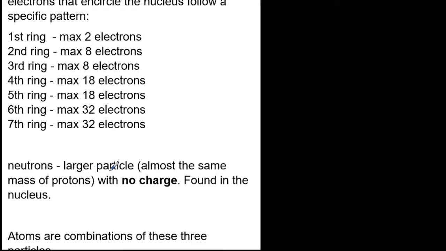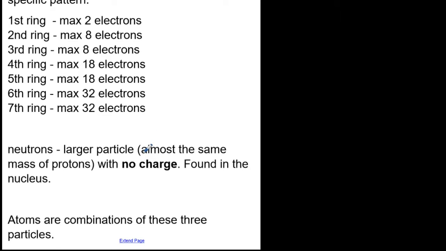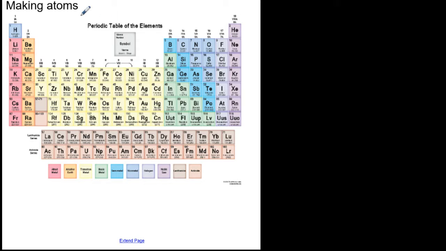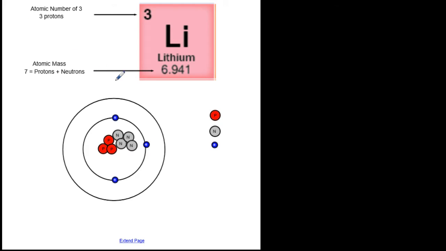Neutrons, again, are a larger particle that almost have the same mass as protons but have zero charge. They're also found in the nucleus. Atoms are just a combination of these three simple particles. So we're going to look at using the table. Each one of these we're going to call a cell. We're going to look at a cell, and we're going to make the Bohr diagram based off that information.